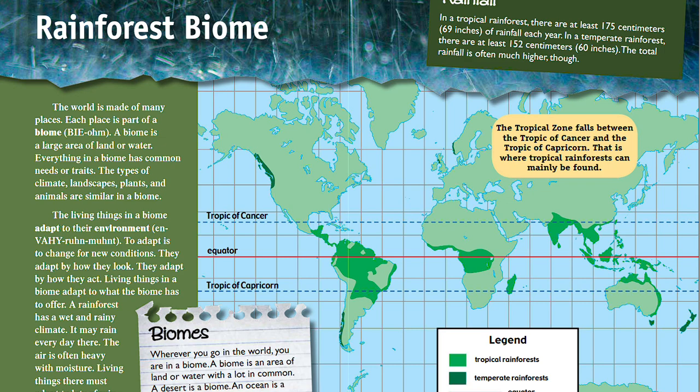A rainforest has a wet and rainy climate. It may rain every day there. The air is often heavy with moisture. Living things there must adapt to lots of rain. Tropic of Cancer. Equator. Tropic of Capricorn. Biomes. Wherever you go in the world, you are in a biome. A biome is an area of land or water with a lot in common. A desert is a biome. An ocean is a biome. A rainforest is a biome too.